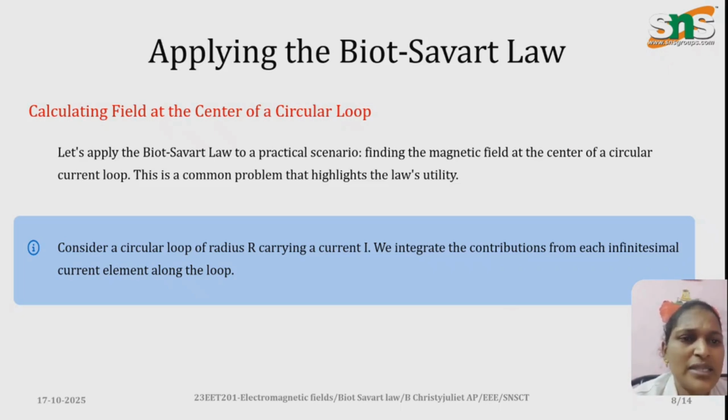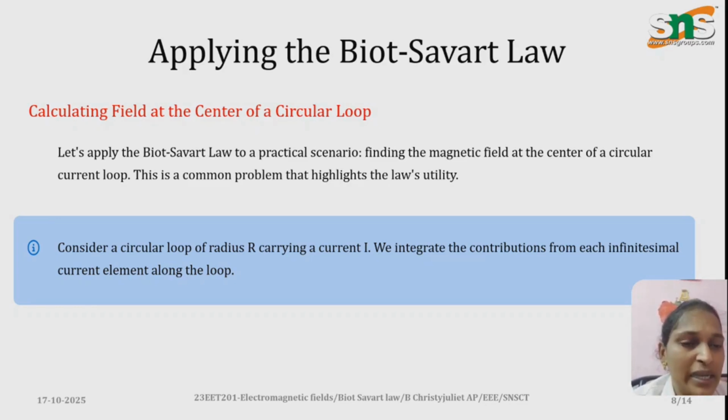First we will consider a circular loop, for which we need to calculate the magnetic field intensity at the center of the loop. Now let's apply Biot law to this practical scenario, so that we can find the magnetic field at the center of the current loop. This is a common problem that highlights the law's utility. So let us give some specifications to the current carrying loop. It has a radius r and the current flowing through the loop, let it be I.